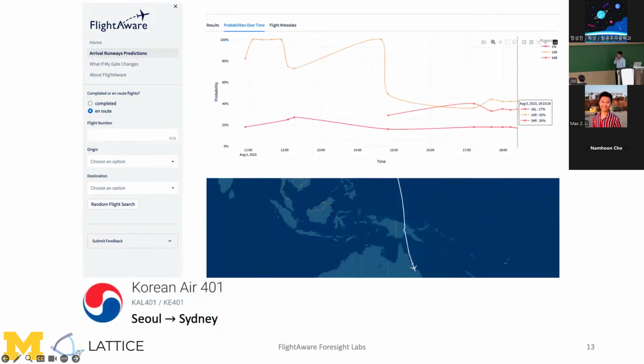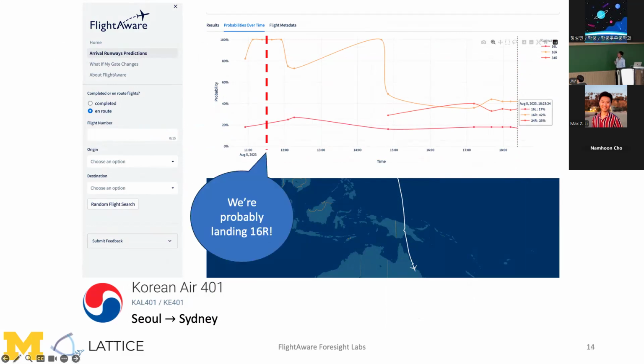Okay, let me give you a different flight. This is actually Korean Air 401 from Seoul to Sydney. What's interesting here is if you look at the output of this machine learning model, at first it's very confident that we're going to land on 16 right. To give you a brief lesson on how runways are named, the number of the runway is basically the dominant magnetic heading that your nose points in if you're landing on that runway. So runway 16 will point in the direction of 160 degrees magnetic heading. So this is a south facing configuration.